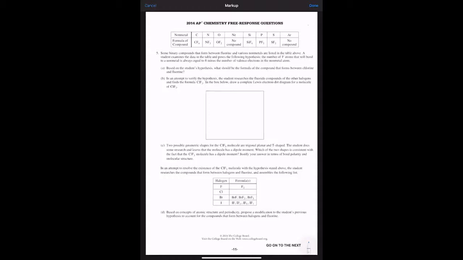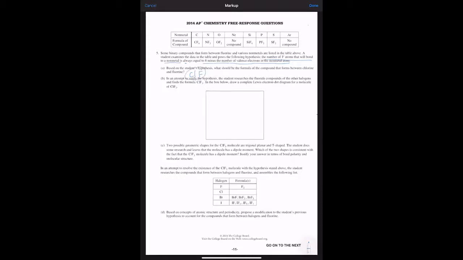So basically here, this is the idea of the student. He has a hypothesis, and what we are going to do is to verify it. The hypothesis is that the number of fluorine atoms bonded to nonmetals always equals 8 minus the number of valence electrons in the nonmetal atoms. So now let's check. For question A, what would the formula be for the compound between chlorine and fluorine? Based on this hypothesis, it should be 8 minus the valence electrons of chlorine, that is 7. So in this case, that is 1. So the formula should be ClF. This is the answer for question A.